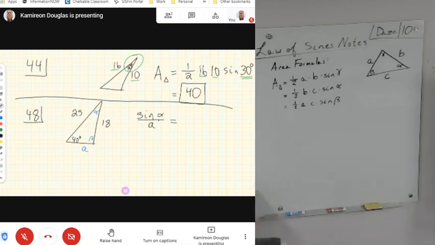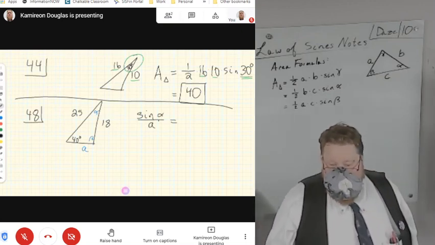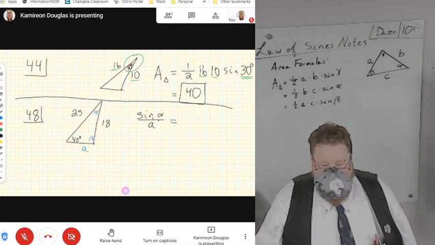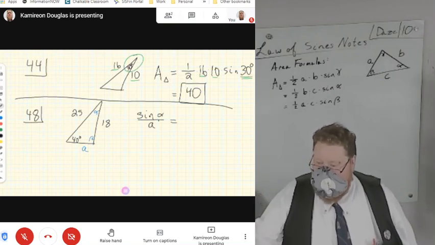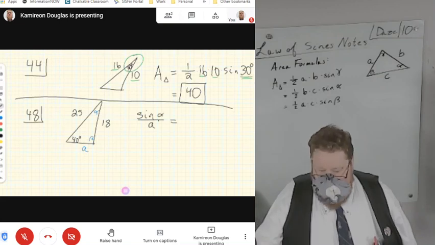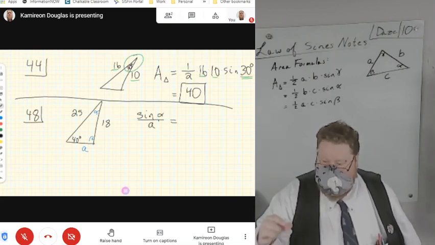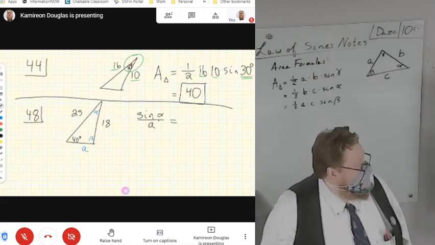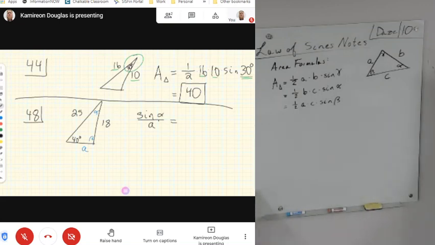What if I labeled mine different? Like what if I put alpha as 40? That's fine. You will have a slightly different looking one as we go, but the fractions should all have the same material in them. One might have alpha instead of beta, but it will still have the same two pieces that relate to each other in the picture. Okay, so then I would also have sine of beta over 25. And I'd have sine of 40 over 18.